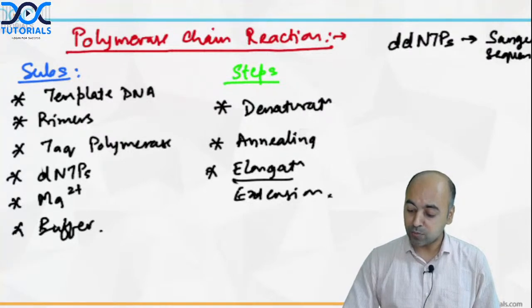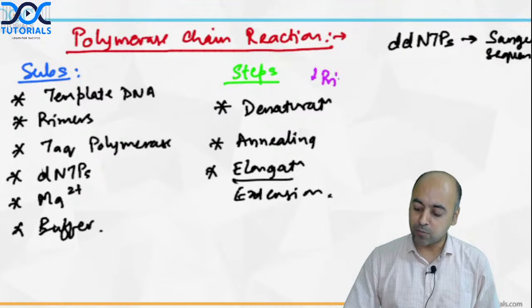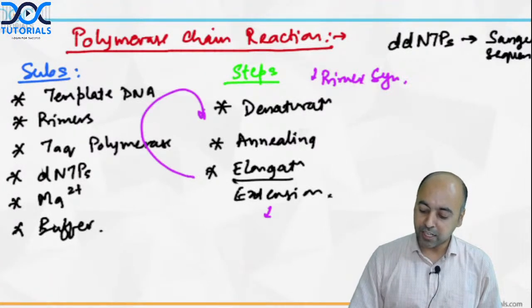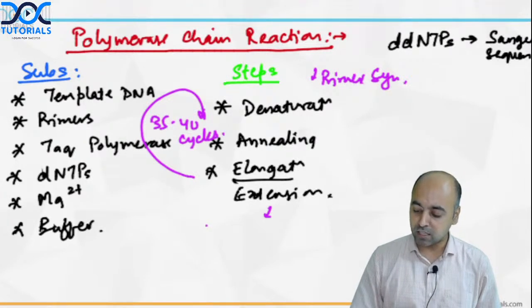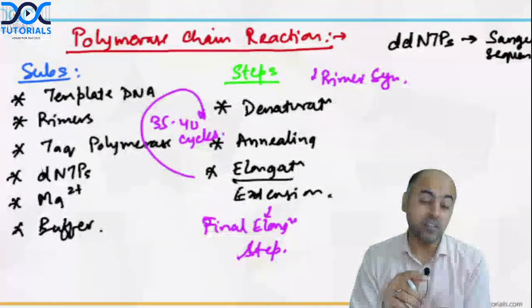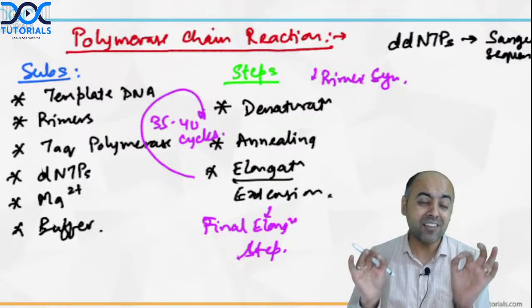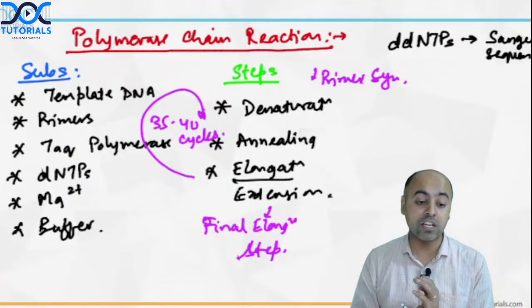Before you carry out the polymerase chain reaction, primer synthesis has to be done. And after the elongation, we run it multiple times. 35 to 40 cycles are there. Once all the cycles are there, we also have a final elongation step, which is much longer. It is not part of the cycle, but separately we have to do the final elongation step. So these are the very basics about the polymerase chain reaction that you must know.